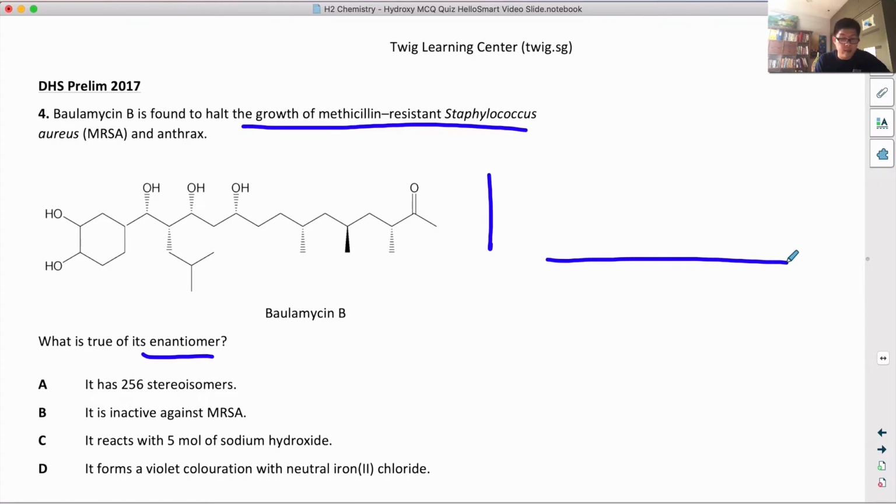So we must understand that when you talk about medicine, it's very specific to the substrate, right? Very specific to the substrate. So what I'm trying to say is, what's true of the enantiomer? The mirror image would have a different 3D shape actually, so it will be inactive against the MRSA. So it's very specific for all medicine. Normally one of the enantiomers will work and the other enantiomer will not work, because it's very specific based on the 3D shape. So that's why the answer is B. Okay, let's move on to the next one.